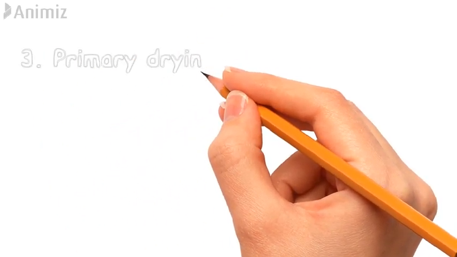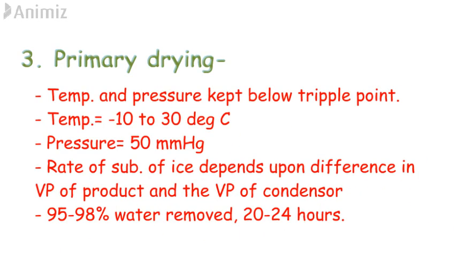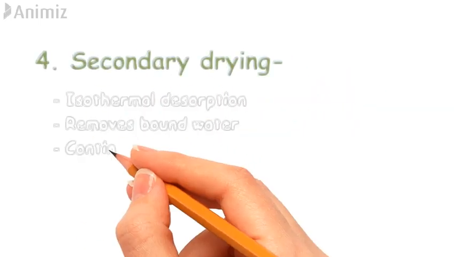The third step is primary drying. Here, the temperature and pressure are kept below the triple point of water. Temperature is usually kept from -10 to 30 degrees Celsius and pressure is 50 mm Hg. Here, the rate of sublimation of ice depends upon the difference in vapor pressure of the product and that of the condenser. At the end of this stage, 95 to 98% of water is removed and primary drying takes place for 20 to 24 hours.